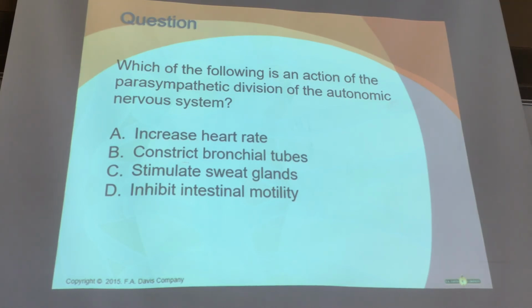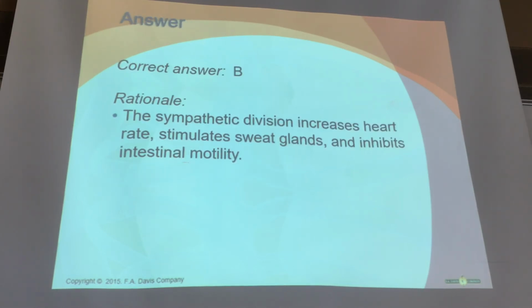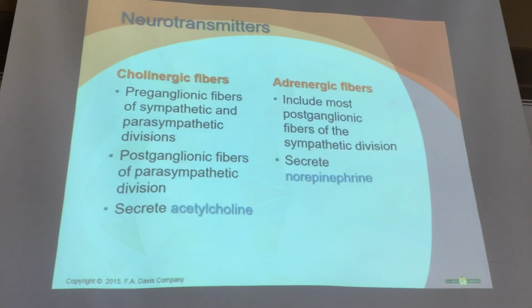Inhibiting intestinal motility means that you're shunting blood away from your digestive system to your skeletal muscle so you can run away from the monster. And so constricting your bronchioles is going to be this response from your parasympathetic. If your sympathetic was in control, your bronchioles would dilate, you would be breathing a lot more air, and your breathing rate would increase as well. Okay. All right.